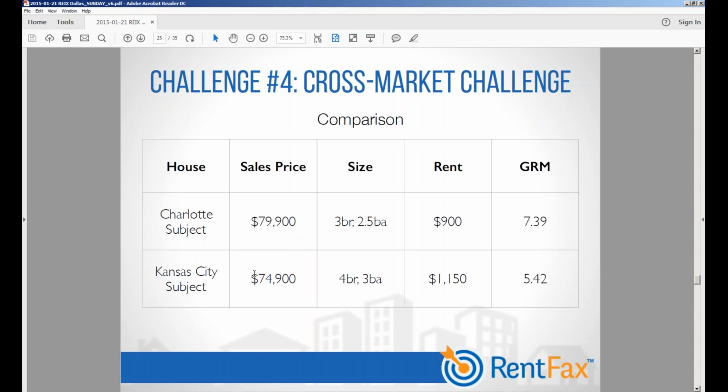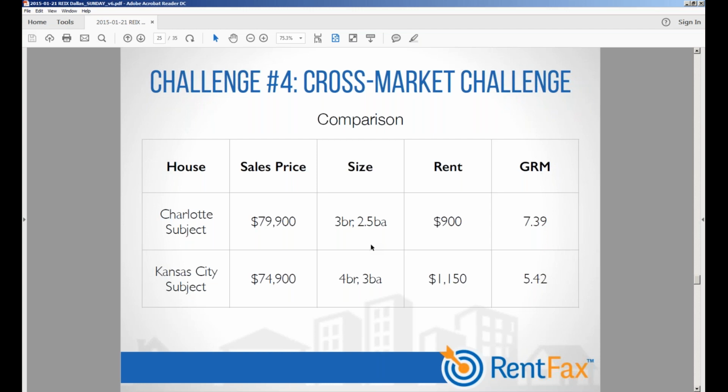We got a Charlotte property, a Kansas City property. Let's say generally comparable in size. Looks like Kansas City's a little bit bigger and a little bit cheaper, and the rent's a little bit higher. So when I look at this overall, this Kansas City property looks to be the better investment. It's lower cost. It's renting for more. It's a little bit bigger. GRM's a little bit lower. Lower is actually better on the GRM, not to be confusing. But so this Kansas City property looks to be the best.